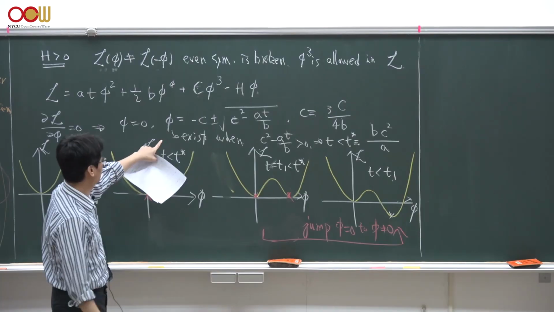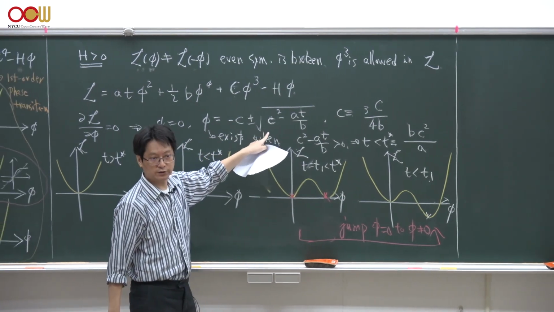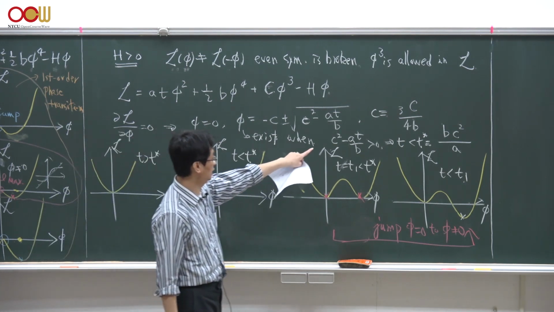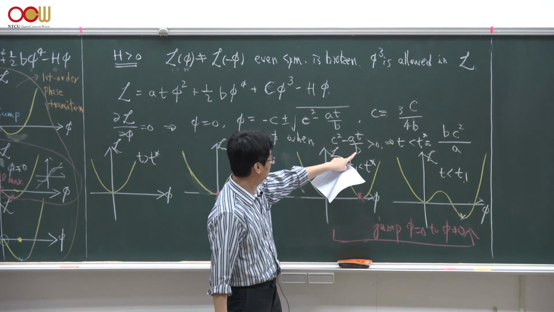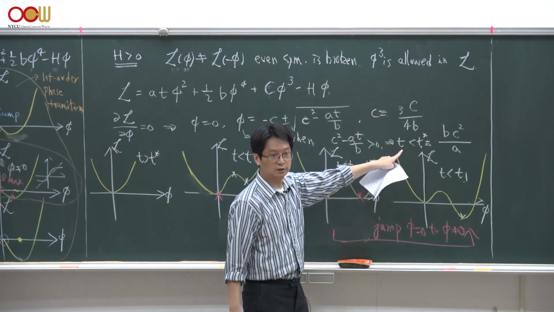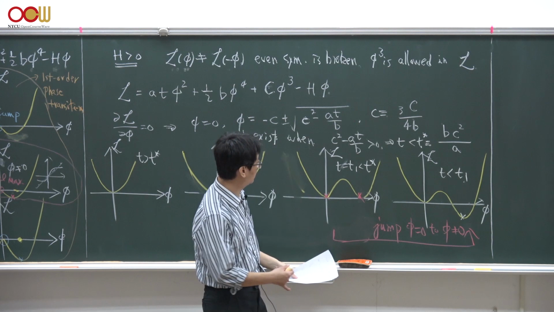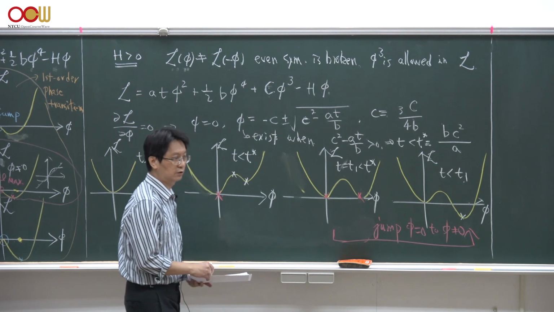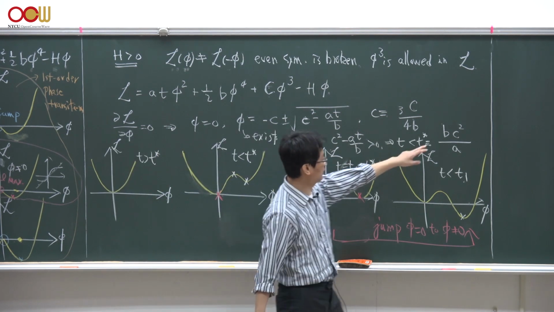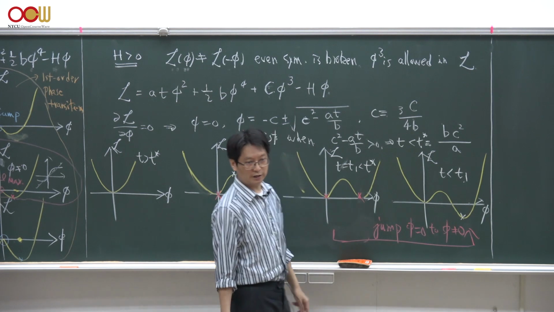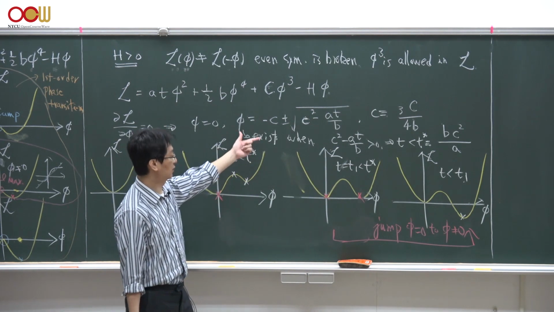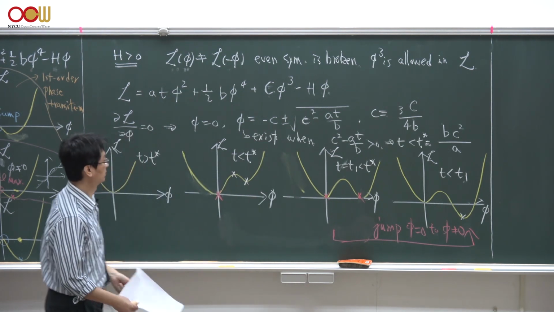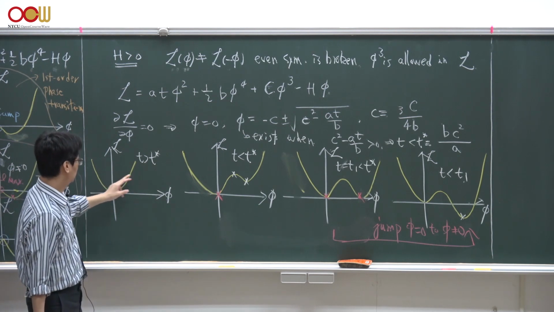But we know that this non-trivial solution exists only when the expression inside the square root is positive, which means that c squared is larger than at divided by b. If you revert that relation, you get that little t is less than some specific value, which I call little t star, given by bc squared over a. So when little t is less than t star, you get a non-trivial solution like this, which means you have another minimum point developed.